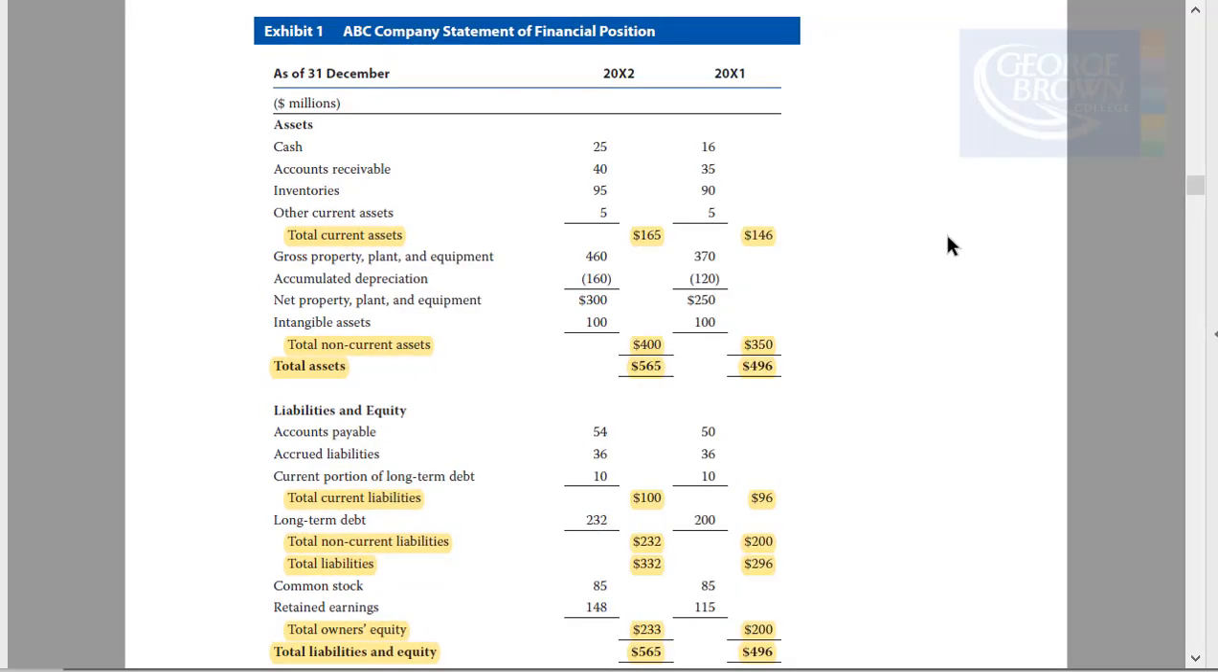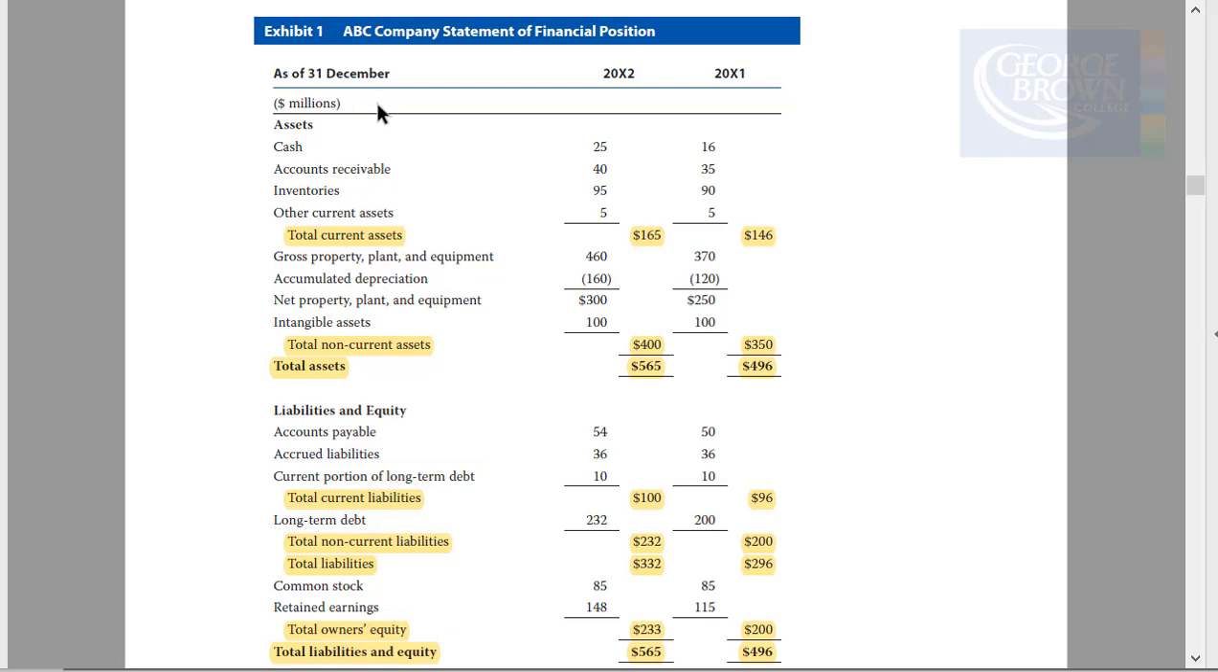Okay, now we're looking at the balance sheet that is presented in the text, the curriculum, as Exhibit 1. It's ABC Company Statement of Financial Position. So they're not using the balance sheet, they're using the Statement of Financial Position. The first thing to point out is that it is as of December 31st, and it's showing 2 years in the columns, 20X1 and 20X2. In this case, the most recent year is in the left-hand column, but sometimes you see it presented where the most recent period is in the right-hand column, okay?